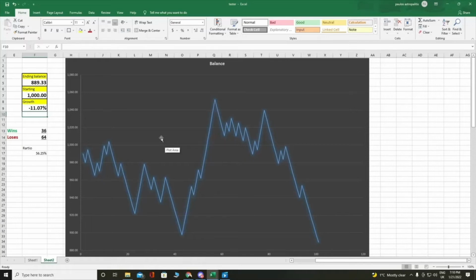Anyway, the strategy doesn't generate any profits. From the starting balance of 1000, eventually we close at 890. Our account dropped. The growth was minus 11%. There is a repeatable pattern.